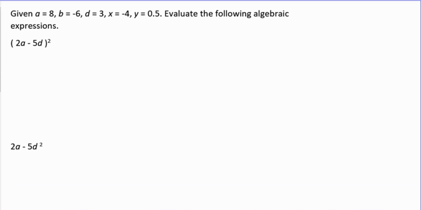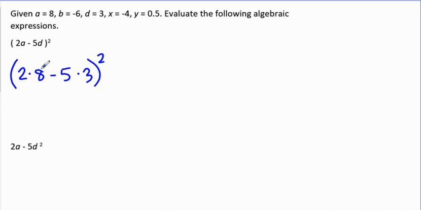So we have in parentheses 2a minus 5d and then squared. So let's replace our variables here. So I'm going to replace my a with 8. And when a number and letter are touching like so, that's multiply. So I have 2 times 8 minus 5 times d, which is 3. And then I want to square that.